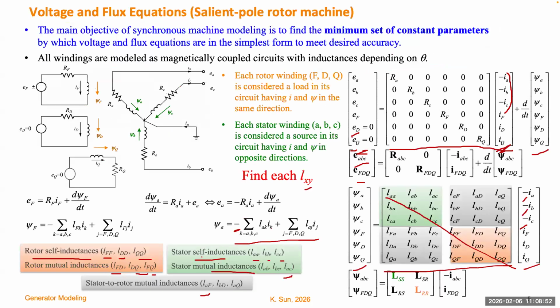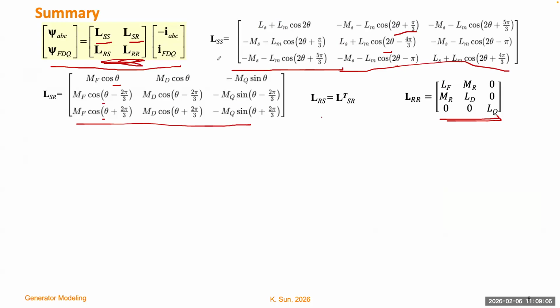Remember I mentioned at the beginning, our target is to find the minimal set of constant parameters. And the parameters will be those inductances. At the end of this exercise, we did find a lot of parameters, but most of them are not constant. So this is not a good model. Our next step is to find how to make those parameters constant. And then we can figure out how we can reduce the number of parameters without sacrificing any accuracy. Okay, so yeah, we'll continue next Monday.